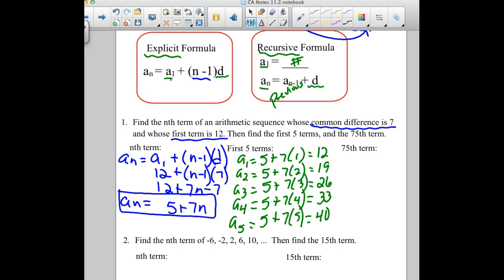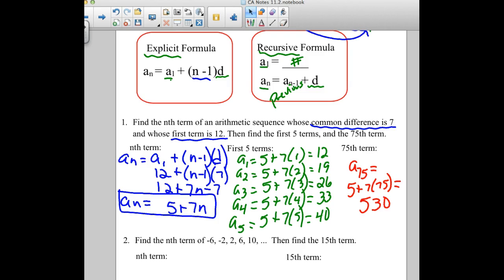Okay, to find the 75th term, we simply want to plug 75 in for n. All right, so we have 5 plus 7 times 75, which gives us what? Nick's going to count on his fingers. The rest of you could use a calculator if you want. He's going to get back to us in an hour with the answer. What do we get? $530? Okay.